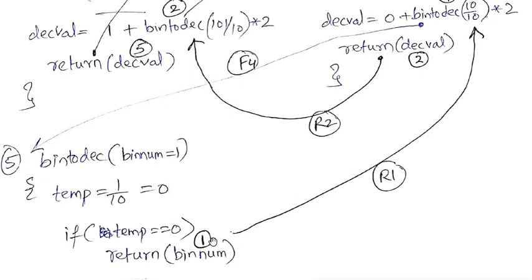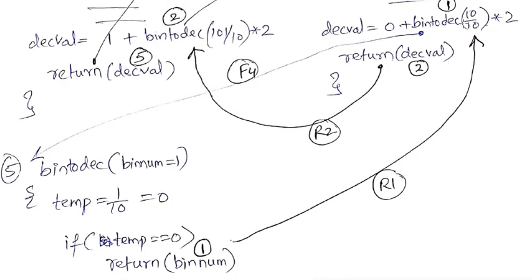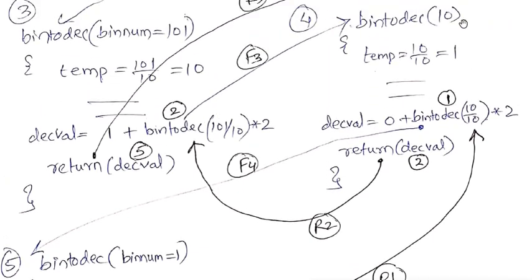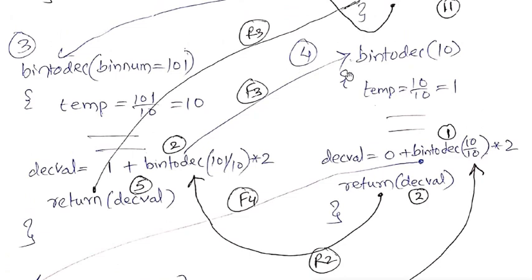And what will it return? One value is returned here. Where is it returned? To step number 4. So 1 is returned. Once we get a return value here, 1 into 2, so we have one value here, 0 plus 1 into 2, that is 2. We got the value for the decimal value val as 2.